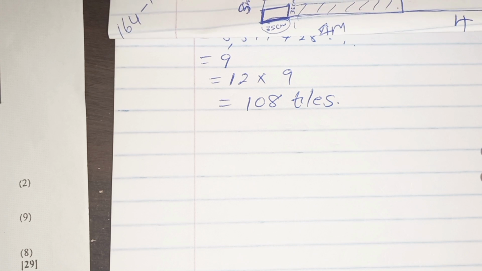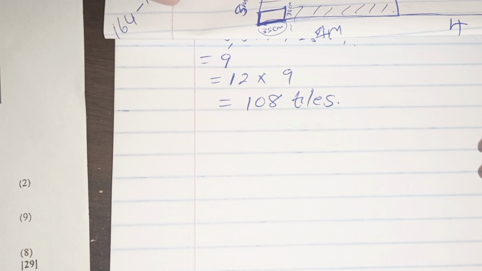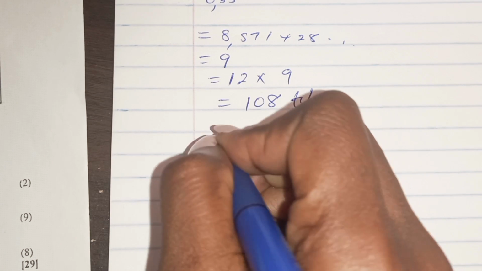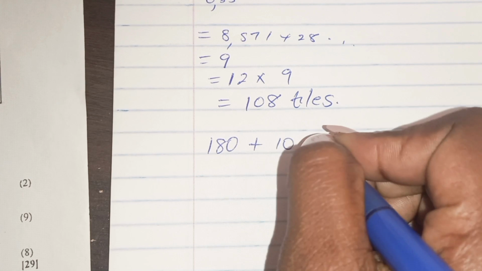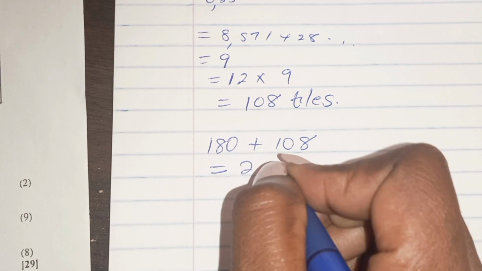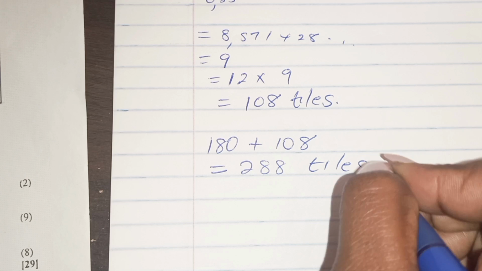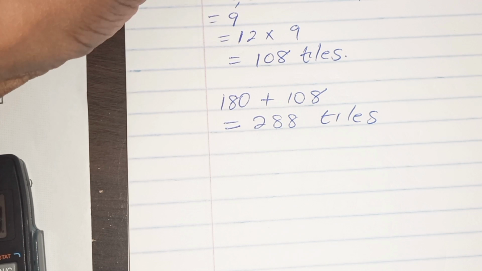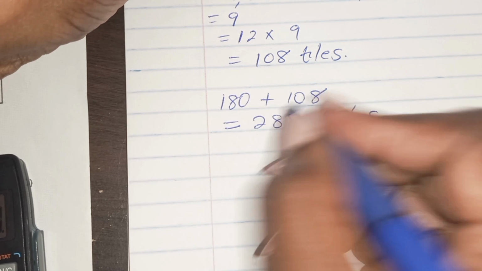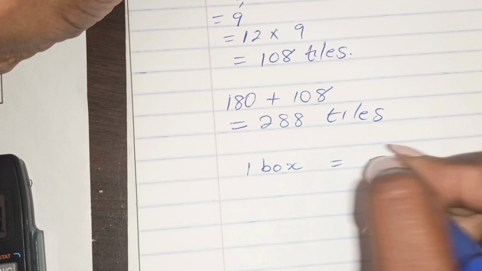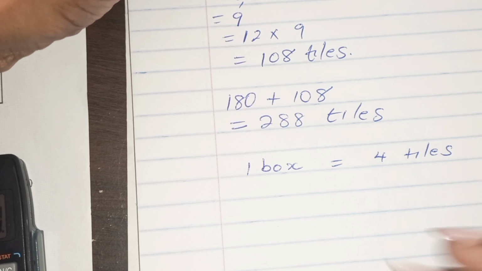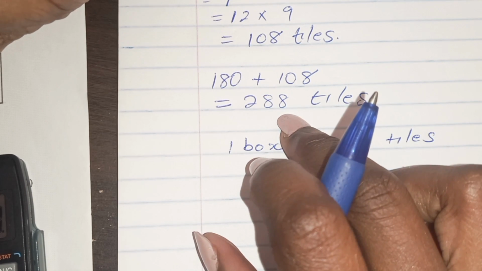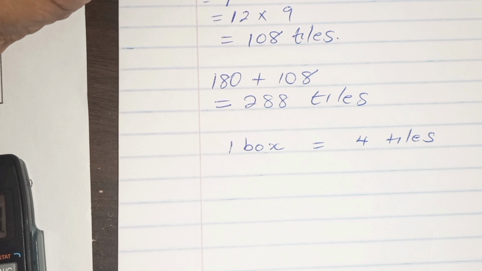First of all, here we have 180 plus 108, and that is 288 tiles. So now I need to find out how many boxes we can buy. They said that one box has 4 tiles, so I have to find out how many boxes will get us these tiles.